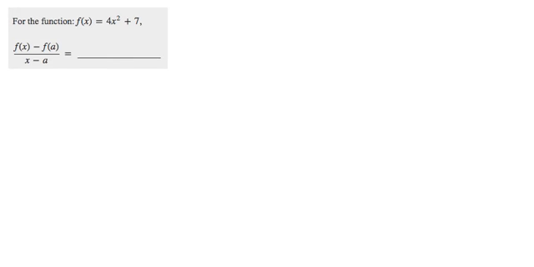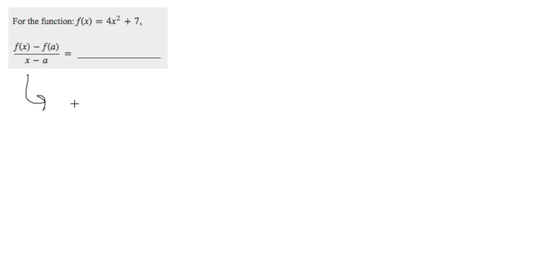Okay, in this problem we are finding and simplifying this expression. This is a lead-in to derivatives, which we'll do soon. So we've got f of x is 4x squared plus 7, and we're going to find and simplify f of x minus f of a all over x minus a. Sometimes in problems like this you'll have a number for a, but in this problem we don't. It's just a. So we'll leave it as a.